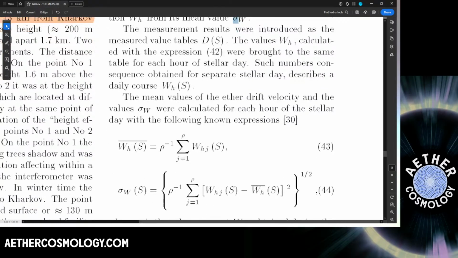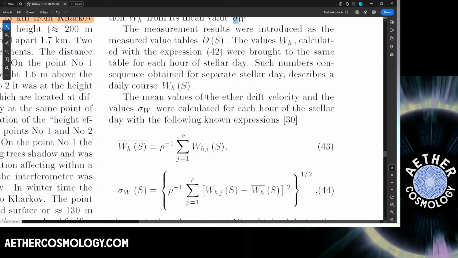The measurement results were introduced as the measured value tables DS, so D sidereal. So the values WH calculated with the expression 42 were brought to the same table for each hour of the stellar day for such number consequence obtained for separate stellar days described. A daily course of W is the ether wind on sidereal time.